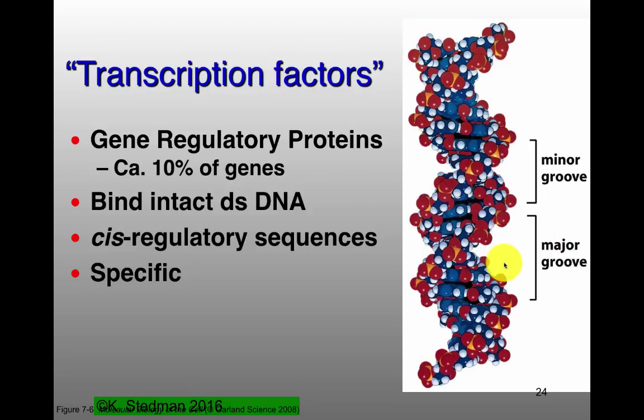It's because that's where we have all the chemical information, all your hydrogen bond donors, hydrogen bond acceptors, methyl groups, etc. And then these are going to be your cis-regulatory sequences. And so what's a cis-regulatory sequence?